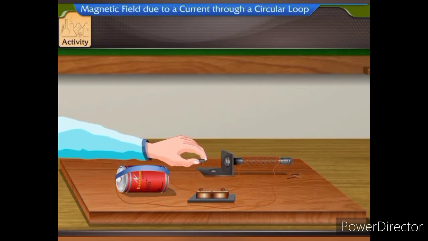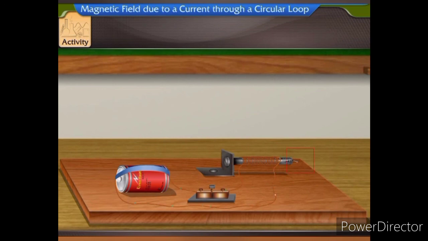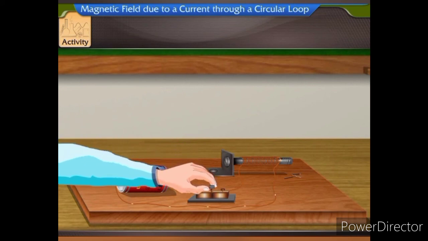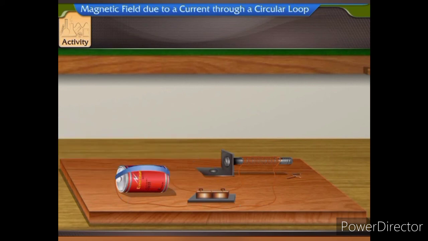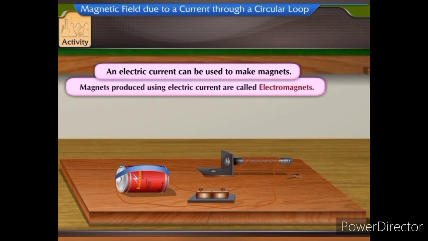Now, remove the key. There is no current flowing through the wire. The pins are no longer getting attracted to the nail. If we insert the plug key once again to the cell, the nail attracts the pins once again. Repeat this process of connecting and disconnecting the cell and observe the pins. This activity shows that a magnet can be produced by passing current through a coil. This type of magnets produced using electric current are called electromagnet.